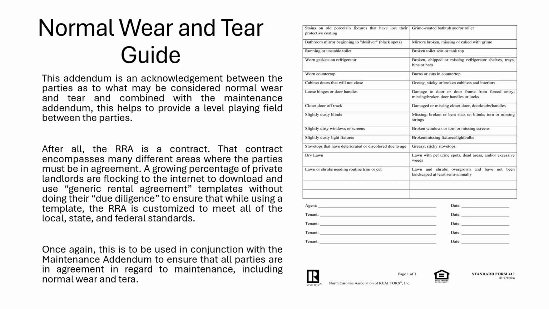Next, we're looking at page 2. Remember, the residential rental agreement is a contract. It is a legal document that is being executed between the parties. Okay, and we have a growing percentage of private landlords who are flocking to the internet to download these templates. But they are templates, they are guides, they are designed to be customized. And because private landlords normally are not realtors, they are not normally well versed in these addendums, okay?